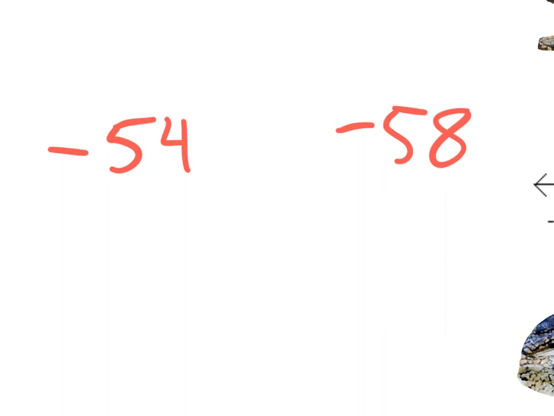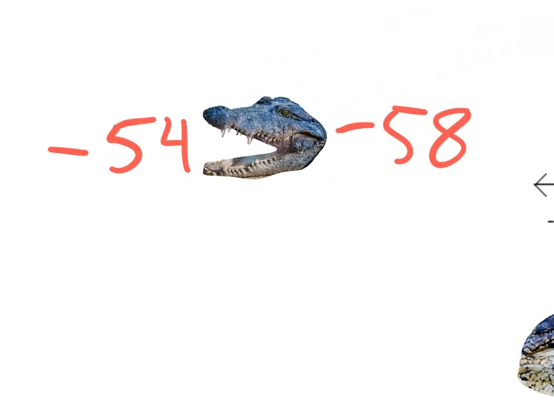So what if I had, let's say, negative 54 and negative 58? What symbol belongs between those two? Greater than, right? Now, what do I mean by that? The alligator's hungry. It wants to eat the greater value, which happens to be negative 54. Now, in order to really understand that, we need to think of a number line. Whatever's on the right side will be greater. Whatever's on the left side will be less.